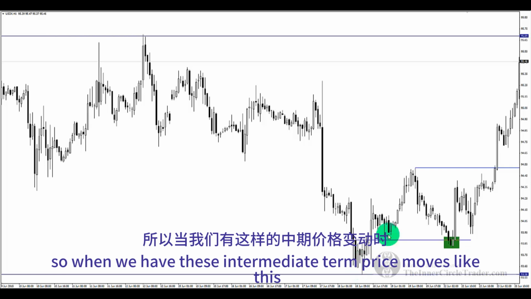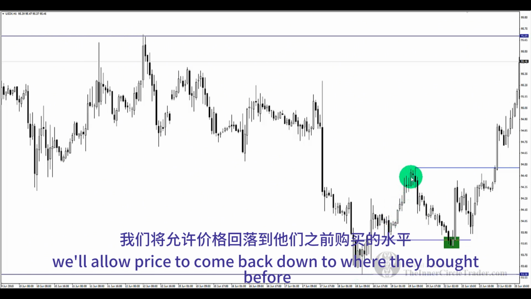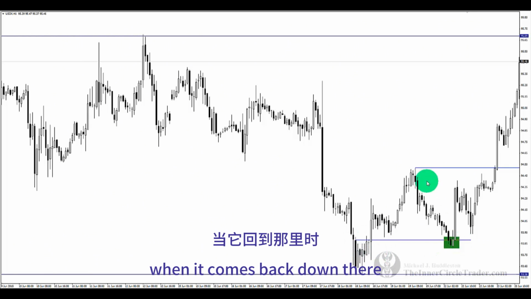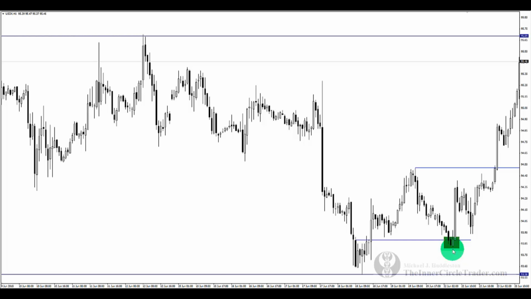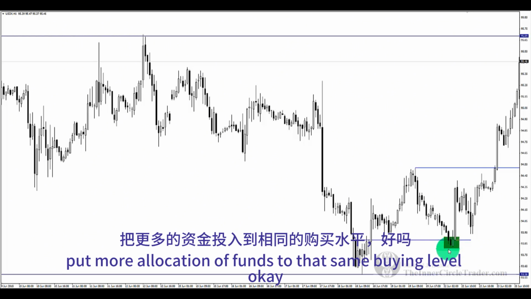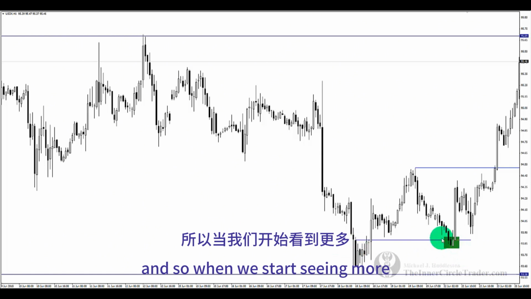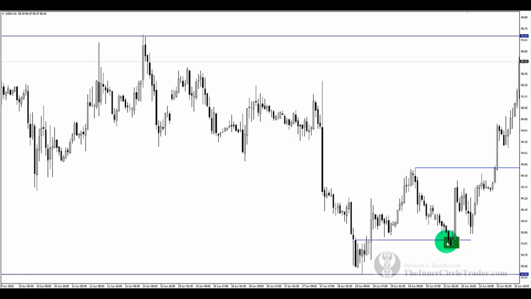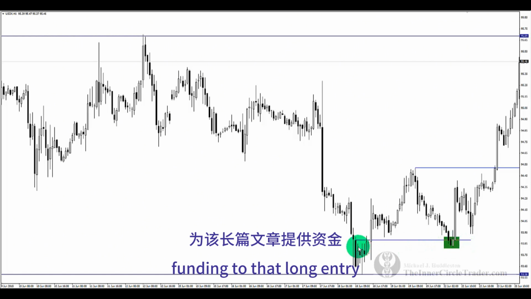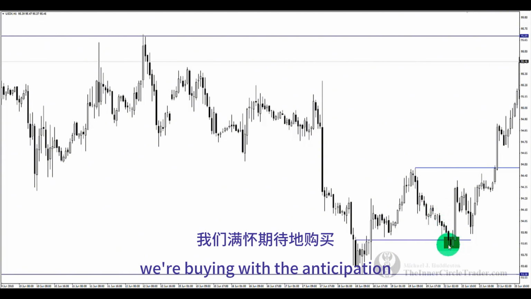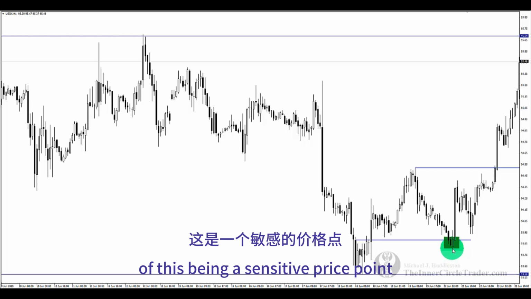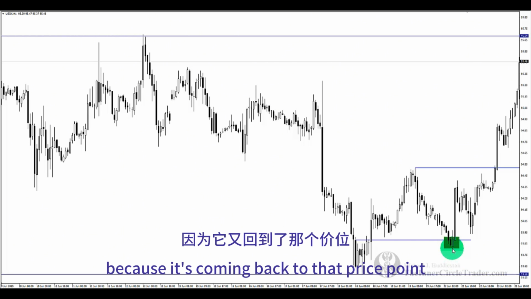So when we have these intermediate term price moves like this, we'll allow price to come back down to where they bought before. Here's the down candle, or bullish order block. When it comes back down there, they're most likely going to want to reposition more, or put more allocation of funds to that same buying level. And when we start seeing more funding to that long entry, that's the idea at which we will be buying. We're buying with the anticipation of this being a sensitive price point, and they should buy more of it then because it's coming back to that price point.